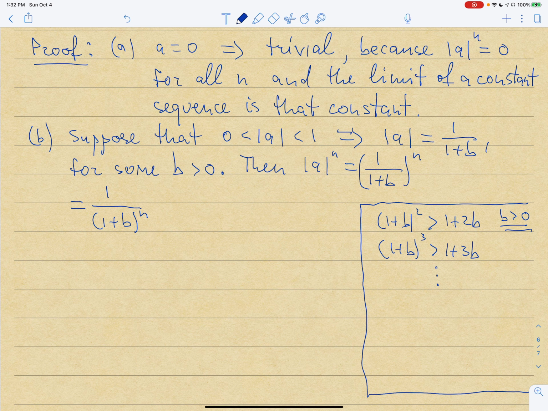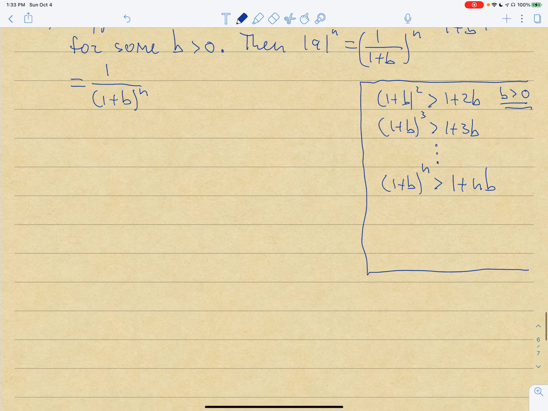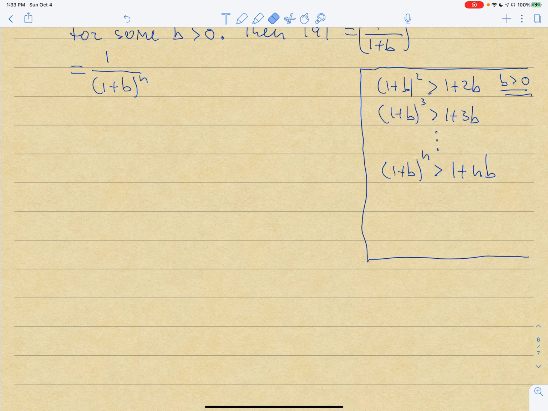And then I would expect that it should be true that (1 + b)^n must be bigger than 1 + nb. Well, so how do we prove something like this? We prove this by using induction, right? So let's try to do that.